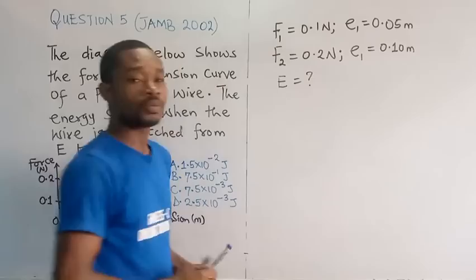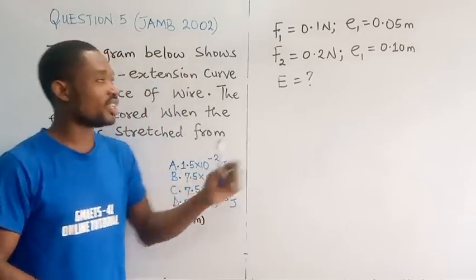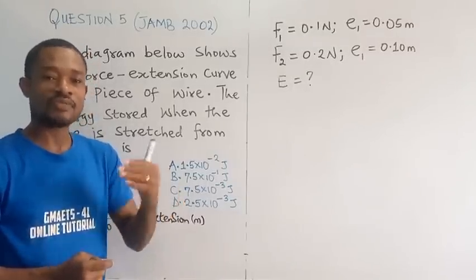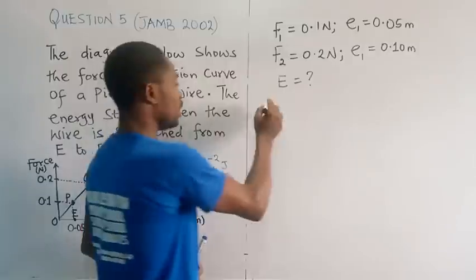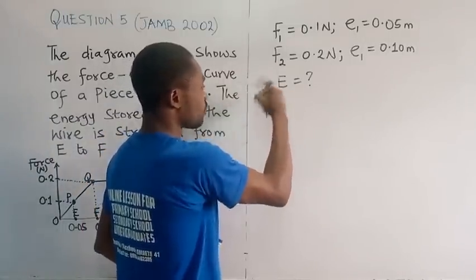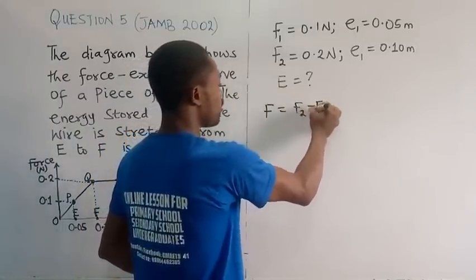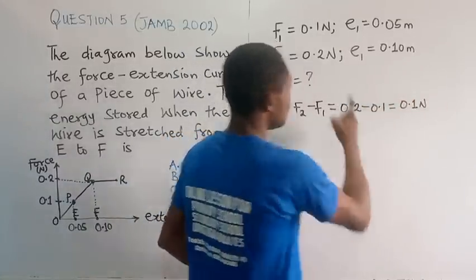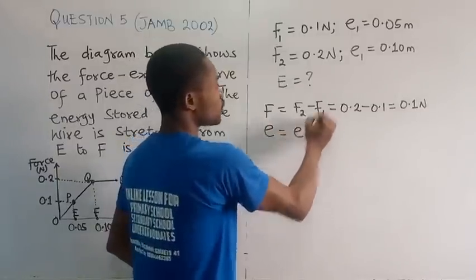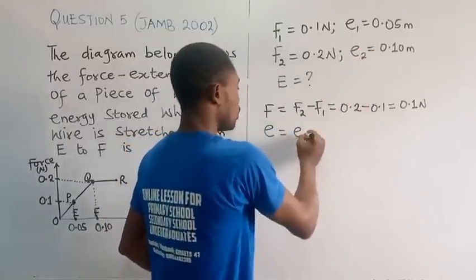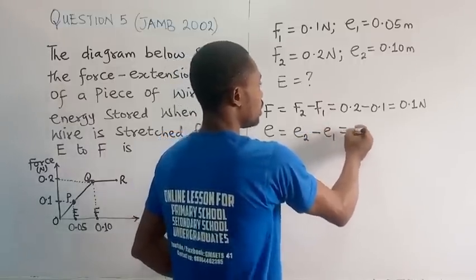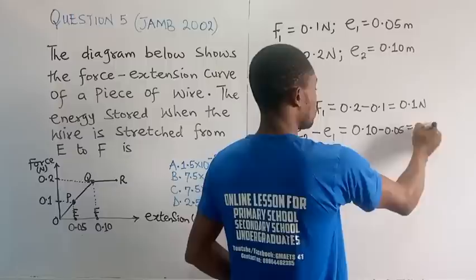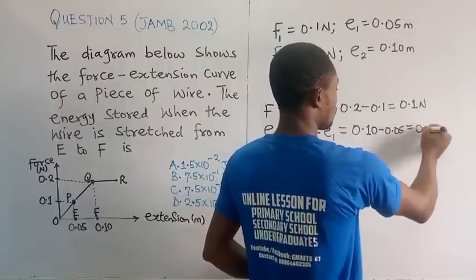E, we don't know. And we know that to calculate energy where we know force and extension, it's simply half Fe. Now how do we get the F? Simply subtract one of the F from the other. Let's do F2 minus F1, giving us 0.2 minus 0.1, and that's going to give us 0.1 Newton. The same thing with the extension. We're going to solve for E2 minus E1. That's going to give us 0.10 minus 0.05. If we subtract this, we get 0.05 meter is what you're going to get.